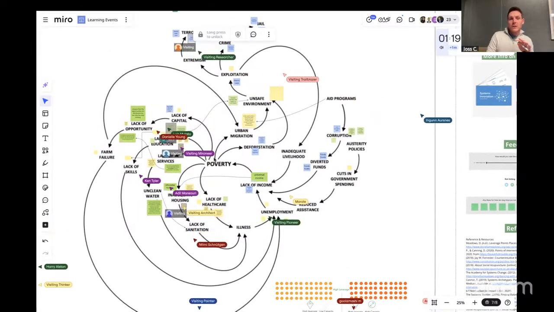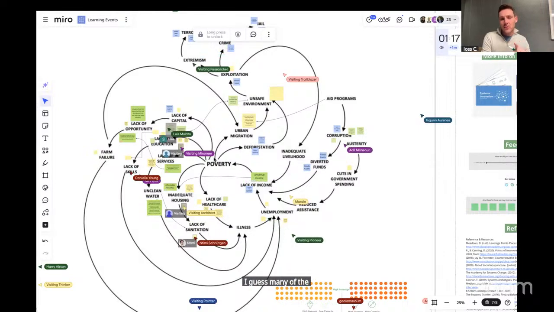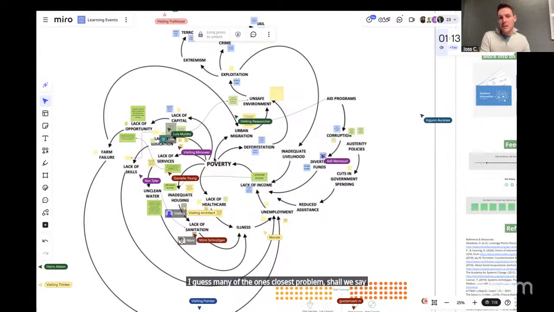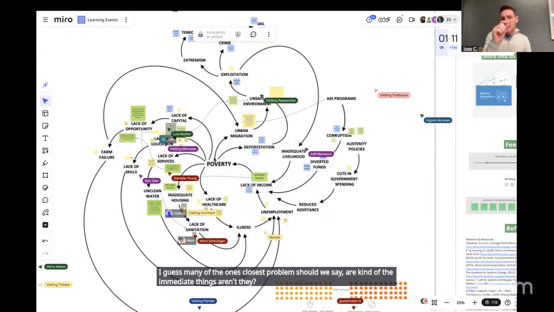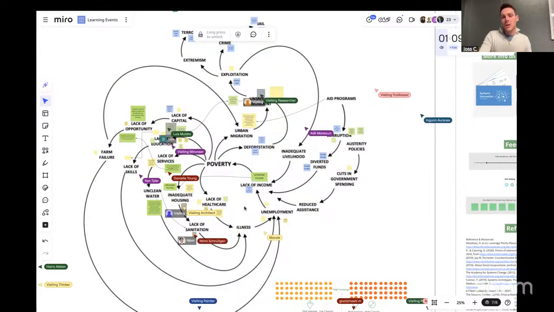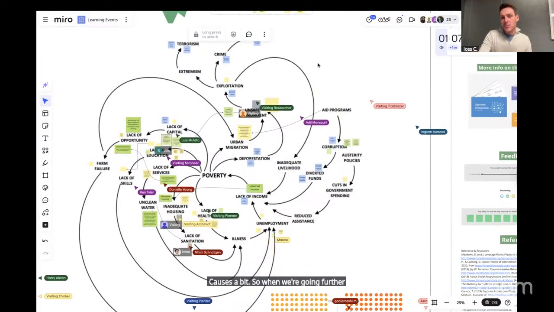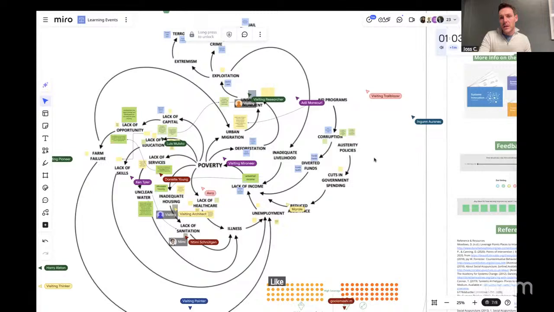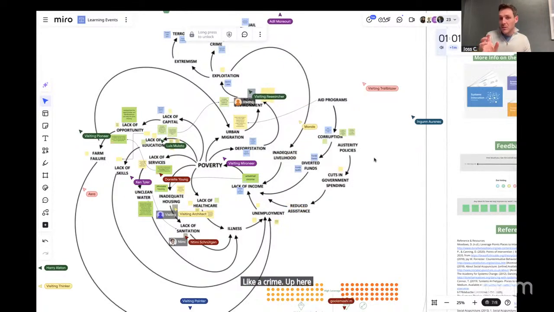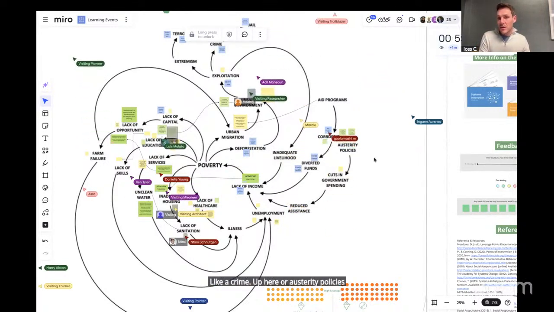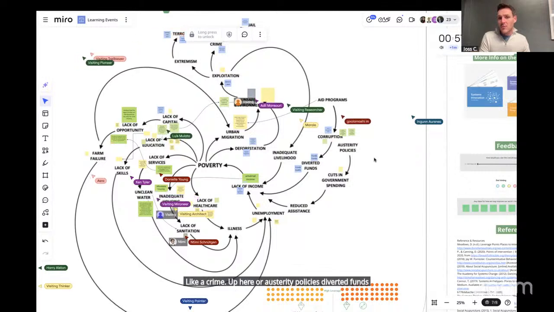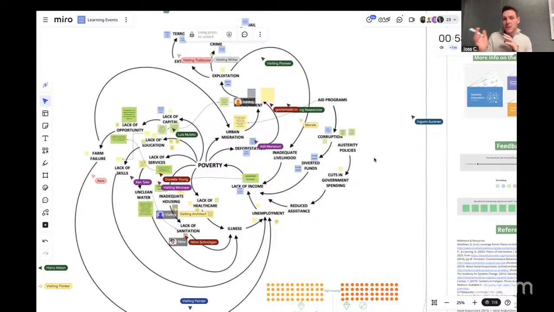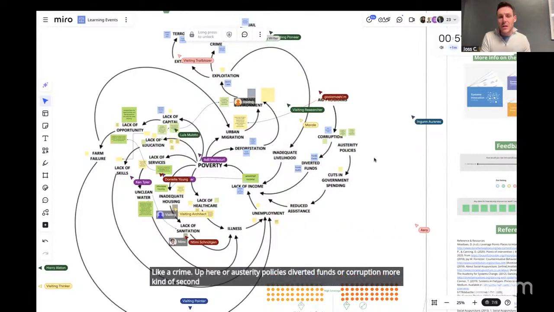I guess many of the ones closest to the problem are the immediate things, aren't they? The immediate causes of it. When we go further away, we're probably getting to more systemic things like crime up here, or austerity policies, diverted funds, or corruption, more secondary and tertiary and systemic in some respects.